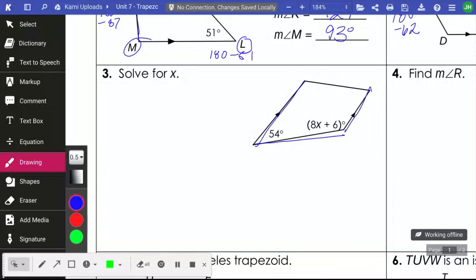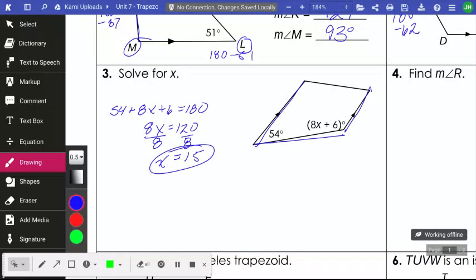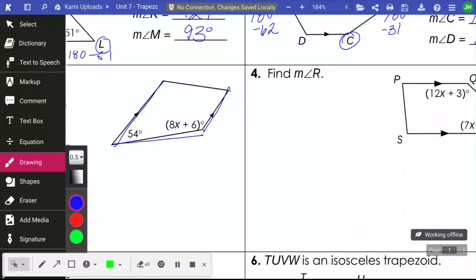All right, so we are now going to solve for x, and these two angles are between these two parallel lines connected there. So those two angles are supplementary. So I will do the 54 degree angle plus the 8x plus 6 degree angle equals 180. I will subtract the 6 from both sides and the 54 from both sides so that 8x is equal to 120. Divide both sides by 8, and I will get x is equal to 15. Okay, so they're still supplementary even with that.